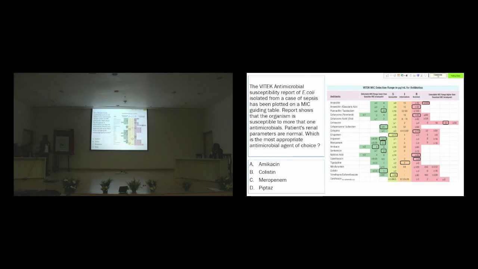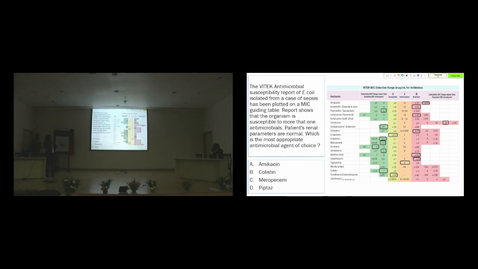Okay, you did not see the values. Green ones are sensitive, yellow ones are intermediate, red ones are resistant. Okay, so these are the drugs. I'll just explain how this has to be used. So these are the drugs.